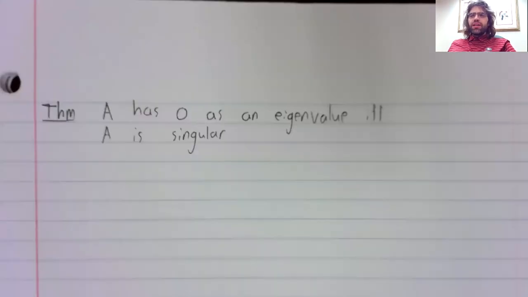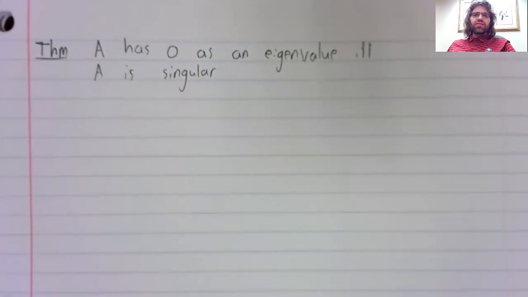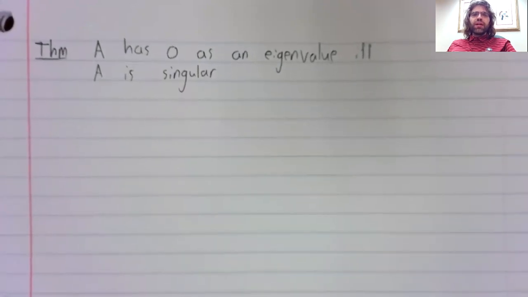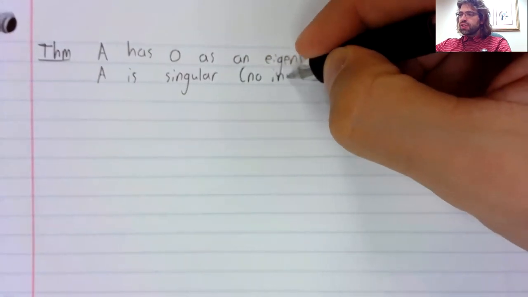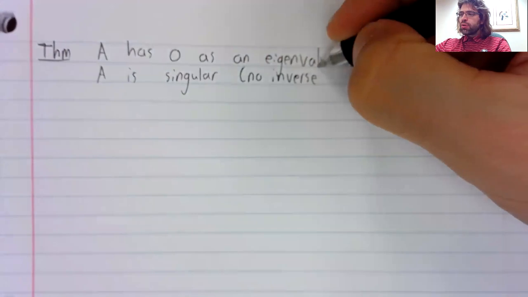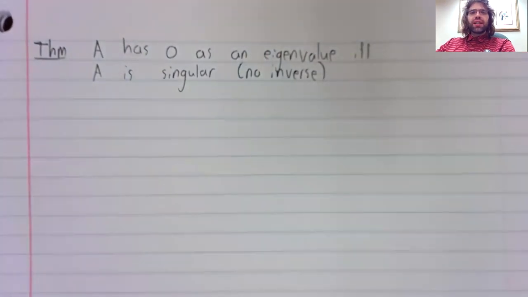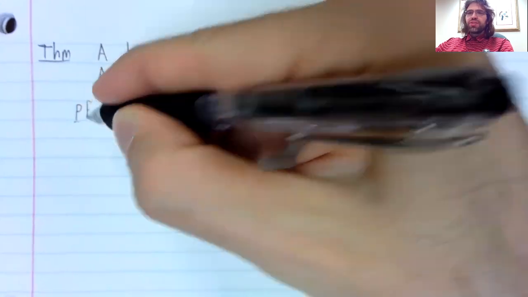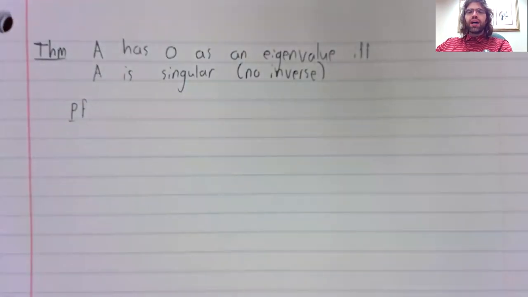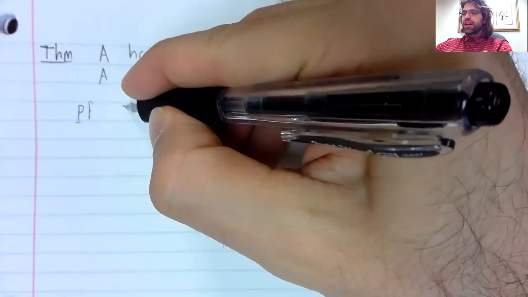Theorem. A has 0 as an eigenvalue if and only if A is singular, which, in case we don't remember, means that A has no inverse. And the proof of this is like 3 or 4 lines using the invertible matrix theorem and the definition of an eigenvalue.